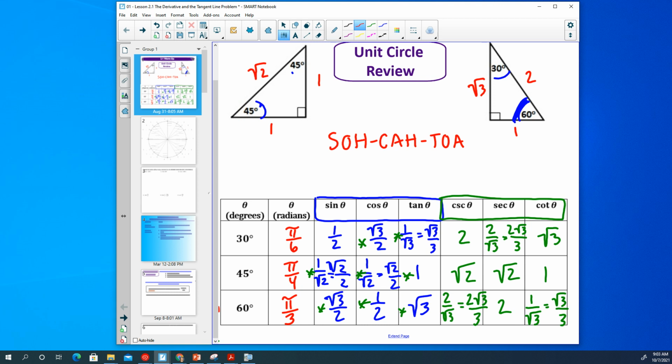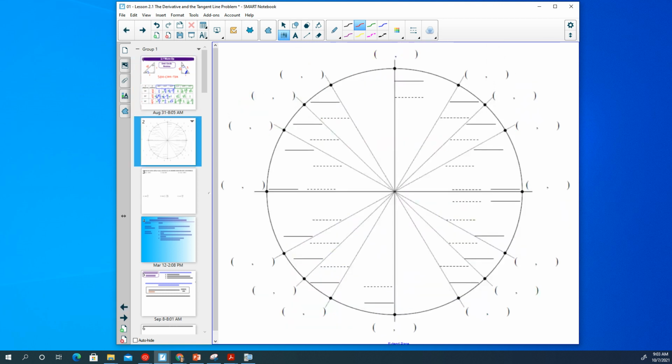This is the way I do it, because I have these memorized, but it really comes from these special right triangles. A lot of my previous students, when I would assess them on this stuff, as soon as they got their test, would write down these special right triangles, and then they could figure out any of them. All right, that brings us to the lovely unit circle.